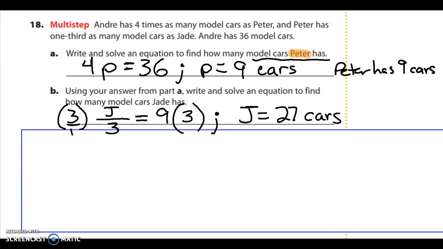Okay, good enough. You are done. We're skipping the last problem too. You are done with page 318. Good job.